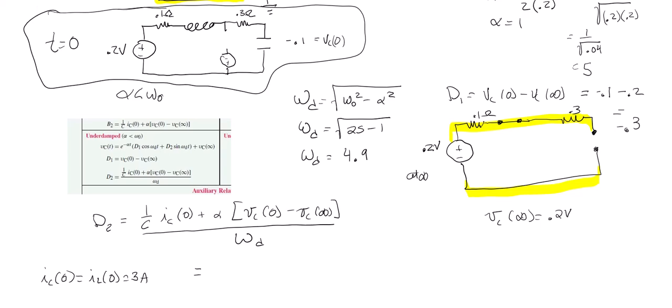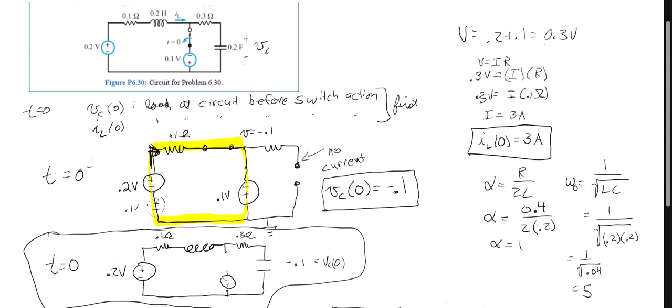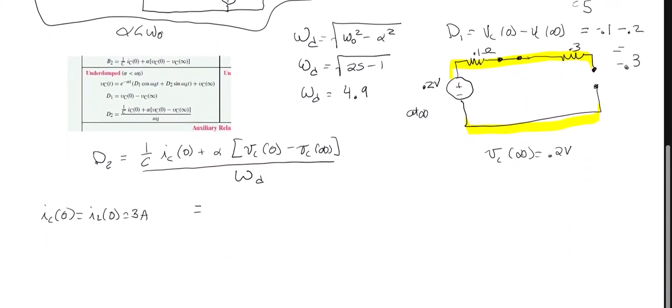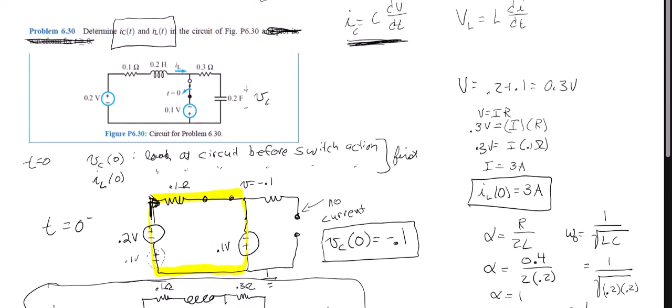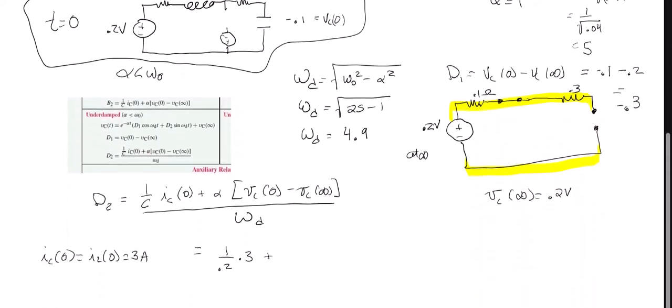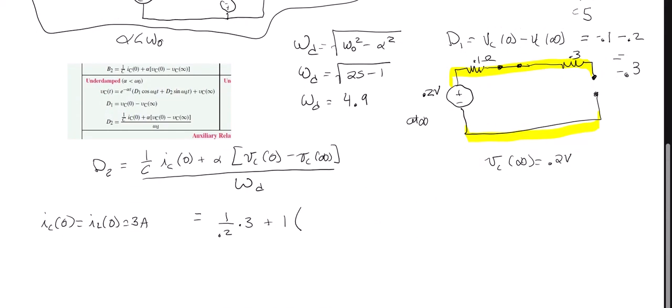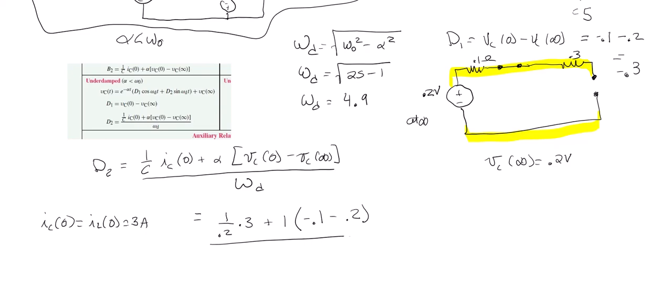So let's see. So C is 0.2. So 1 over 0.2 times 3 plus alpha, alpha was 1, times VC of 0 is negative 0.1 minus VC at infinity was 0.2, all over omega d was 4.9. And so this equals 3 volts.